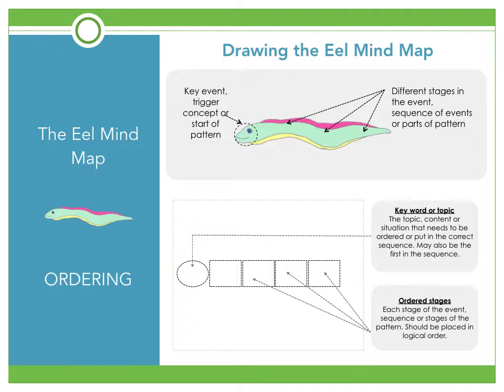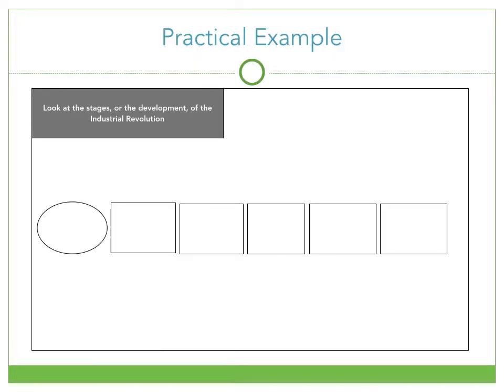It's a very simple mind map and very easy for the learners to draw. The circle would represent the keyword or topic, and each block subsequently that follows from the key topic will be where your learners place their information, where they sequence or stage a pattern. So let's have a look at an example together.